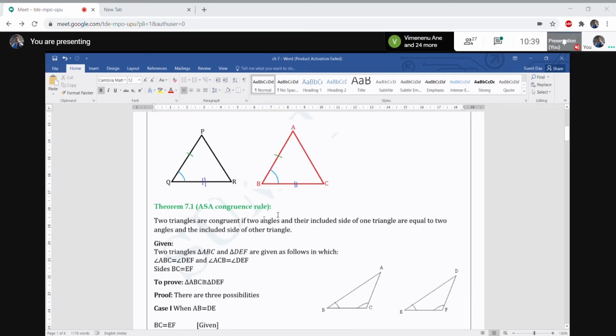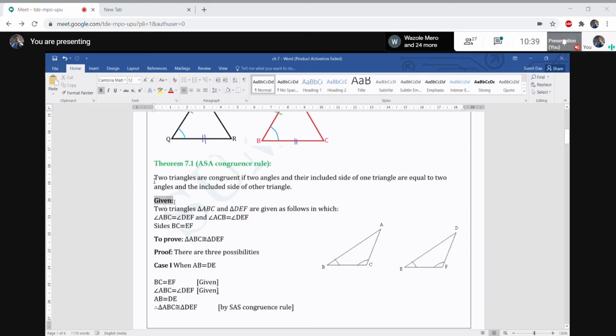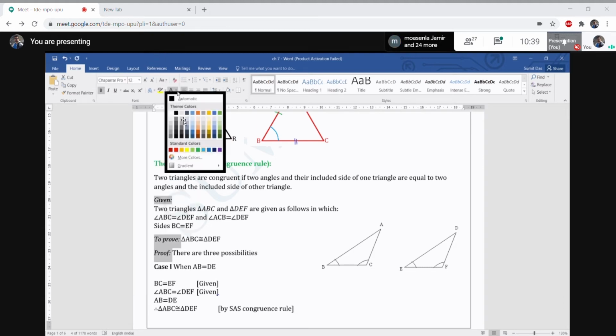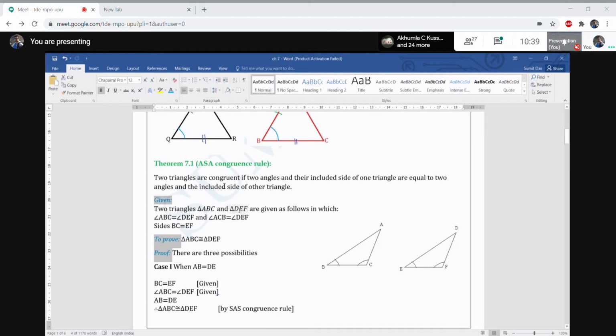Next is our theorem, which we have to prove. Our first theorem is theorem 7.1. Theorem 7.1 is different from axiom 7.1, so don't get confused. Theorem 7.1 is known as the ASA rule, the angle side angle congruence rule. The theorem says two triangles are congruent if two angles and their included side of one triangle are equal to two angles and the included side of the other triangle.